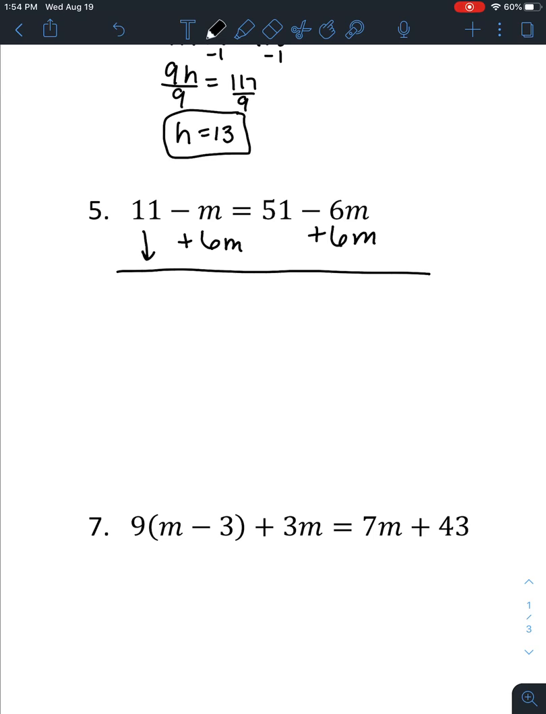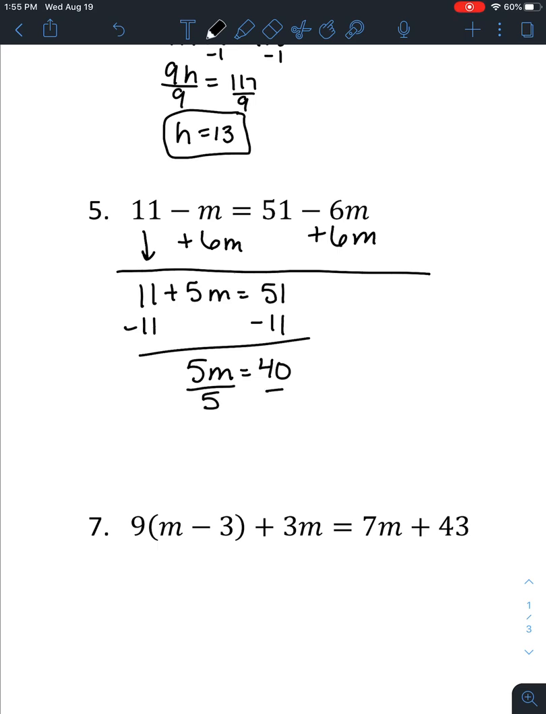Bring down my 11. So I have 11 plus 5m equals 51. -1m plus 6m gives me 5m. Going to minus 11 from both sides. 5m equals 40. Divide by 5 to both sides. So that gives me m equals 8.